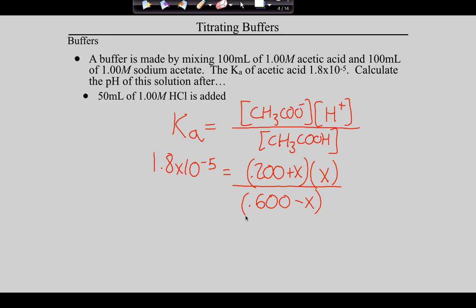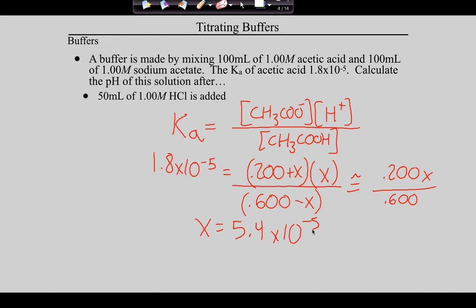So now, guys, at this point, still closing in on pH. What's our next step? Squiggly dude is 0.200x divided by 0.600, right? Because those plus and minus x's are insignificant compared to the original concentrations. So then, guys, we have 1.8 times 10 to the negative fifth. Multiply that by 0.6. Divide that by 0.2. And I get x as 5.4 times 10 to the negative fifth. Can you confirm that? Okay.